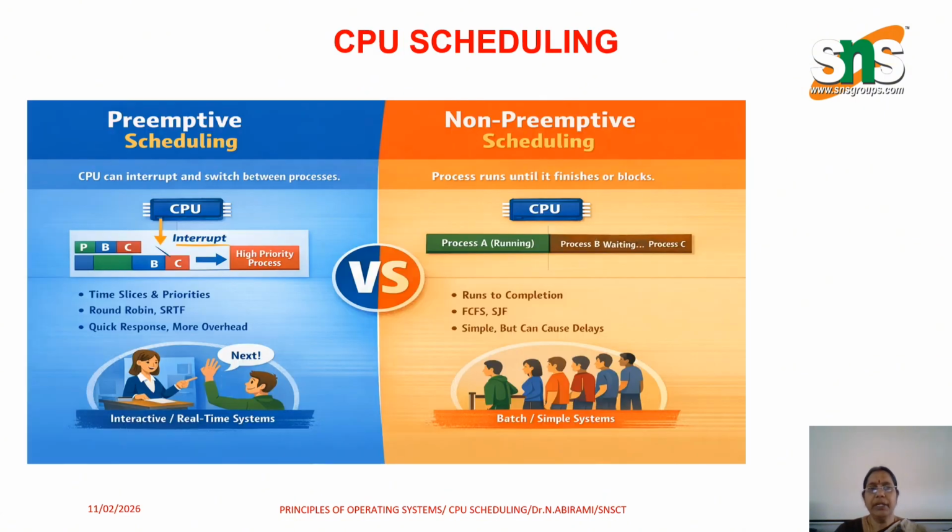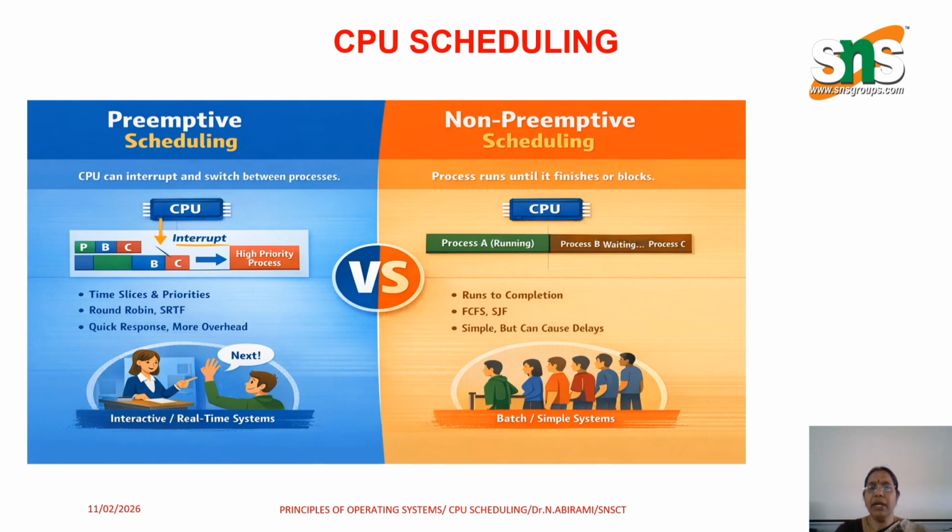Now, before we go to the various scheduling algorithms, we need to know the various types of CPU scheduling methods a CPU adopts. CPU scheduling can be either non-preemptive, where a process runs until it completes, or preemptive, where the CPU can switch between the processes.